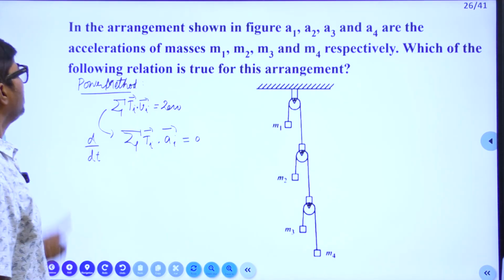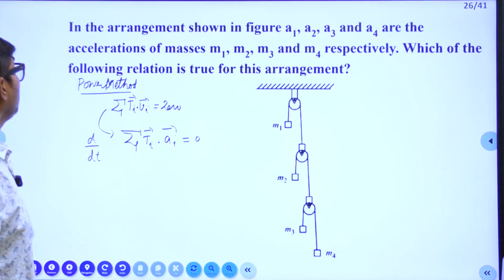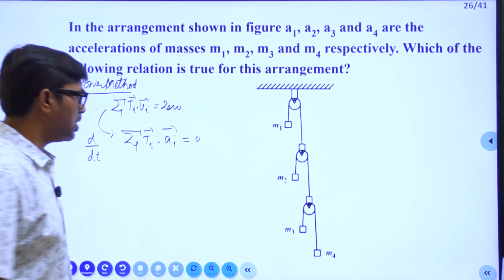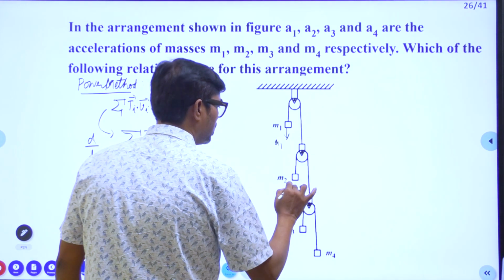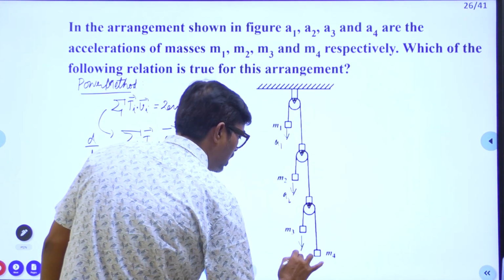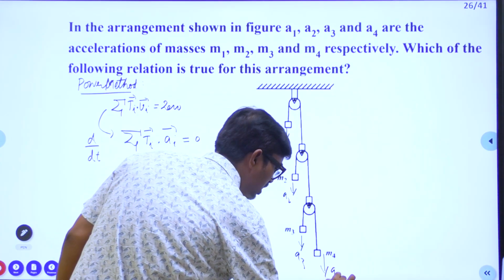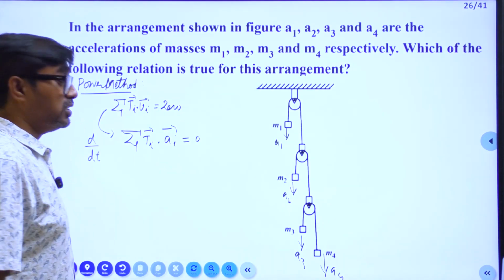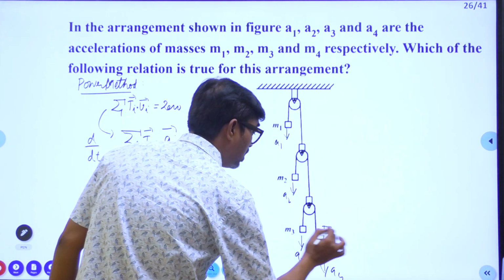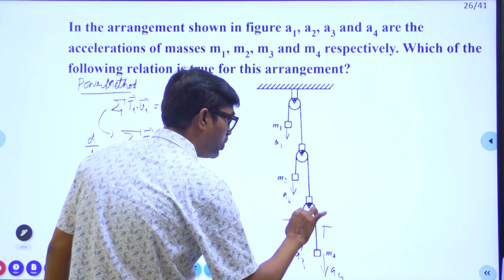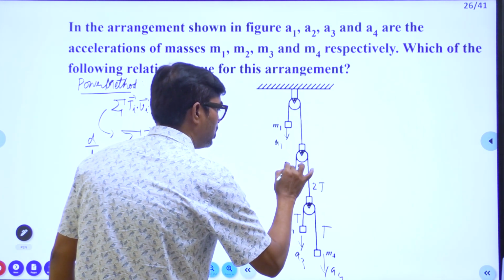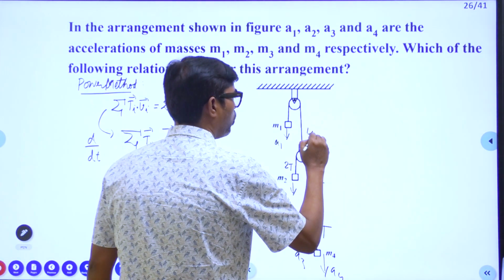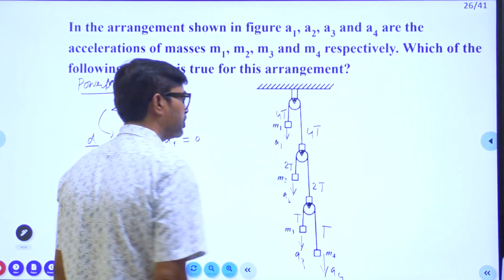Now, let's read it. In the arrangement shown in the figure, A1, A2, A3, A4 are the accelerations of the masses. Then which of the following relations is true? They gave the relations, I'll just write it there. So let's assume it is going with A1 acceleration, A2 acceleration, A3 acceleration, A4 acceleration. They didn't give the direction there. We take one direction; if you get a negative value, you can reverse it. Now tensions I have to calculate. Let's say tension here is T, then here also tension T, by pulley equilibrium this should be 2T. Obviously this is 2T, one string, one tension when there is no friction. So 2T means 4T here, and again you will have 4T here.